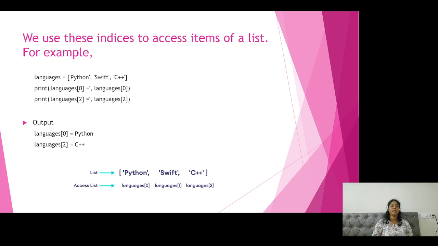I have a list called languages having the elements Python, Swift, C++. Whenever I access languages[0], it gives the value at index 0. If you didn't enclose it in quotations, that gives the value languages of 0, with indices 0, 1, 2. So at the 0th position we have Python, so Python will be retrieved. Then languages of 2 gives C++. So C++ will be retrieved.